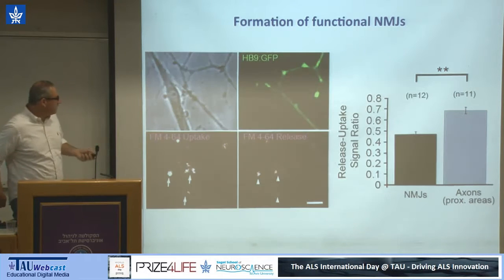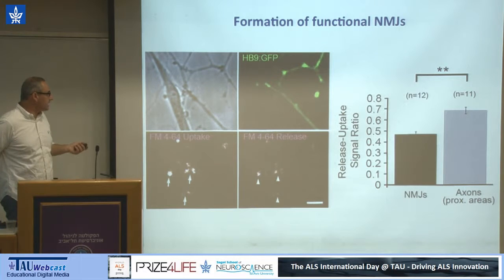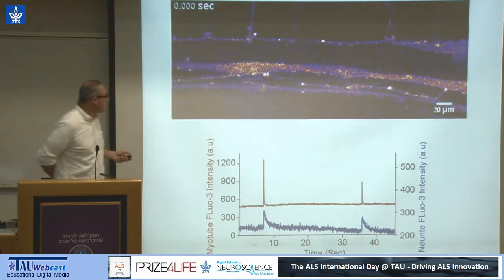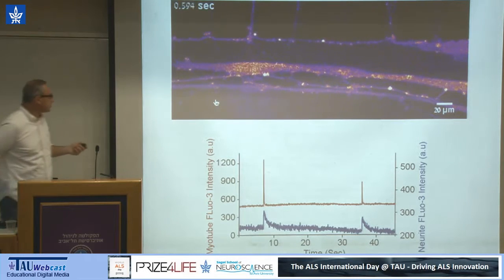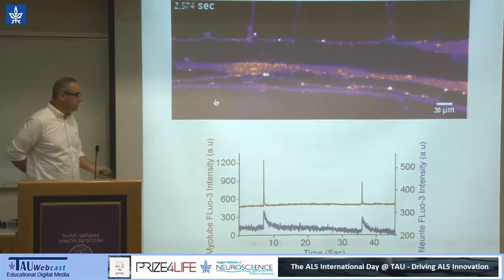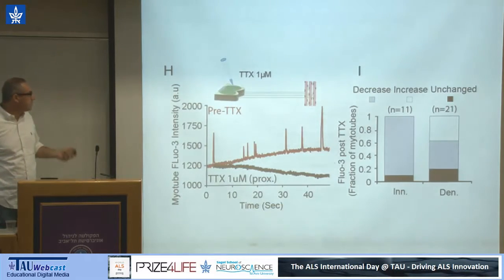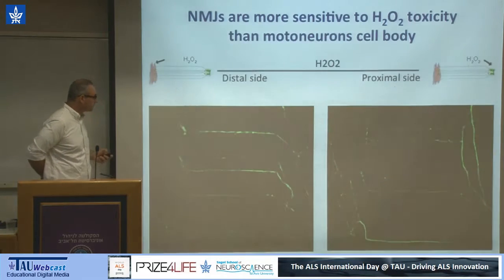We further used different types of functional assays, including FM dye uptake and release. We also did some calcium imaging, showing correlation between elevation in the calcium in the neurons and in the muscle, that again can be inhibited by adding the TTX at the presynaptic side.